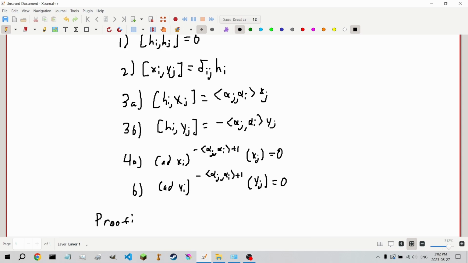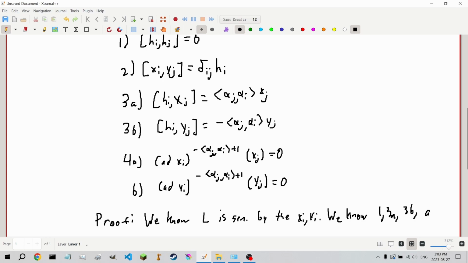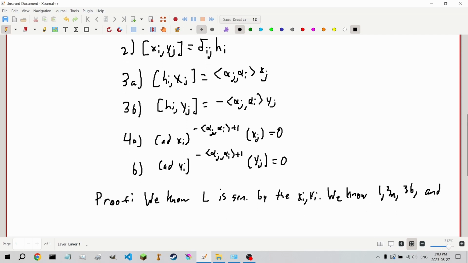In the proof, we know L is generated by the xi and yi from a previous proposition, and we already know 1, 3a, and 3b, and we get 2 as alpha i minus alpha j is not a root when i and j are distinct, when i is not j.